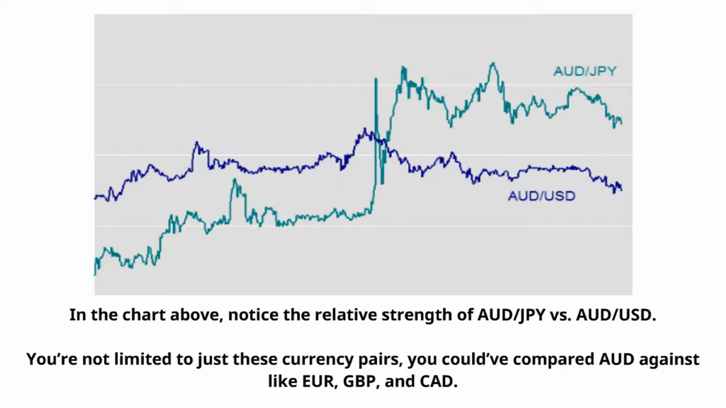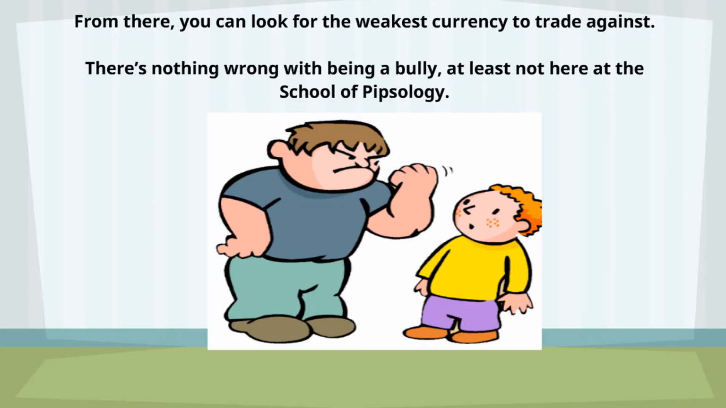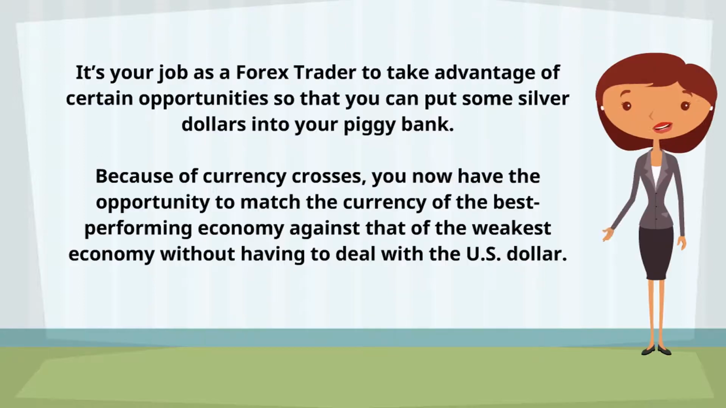In the chart above, notice the relative strength of Australian dollar to Japanese yen versus Australian dollar to US dollar. You're not limited to just these currency pairs, you could have compared AUD against Loonie, GBP, and CAD. From there, you can look for the weakest currency to trade against. There's nothing wrong with being a bully, at least not here at the School of Pipsology. It's your job as a forex trader to take advantage of certain opportunities so that you can put some silver dollars into your piggy bank. Because of currency crosses, you now have the opportunity to match the currency of the best performing economy against that of the weakest economy without having to deal with the US dollar.